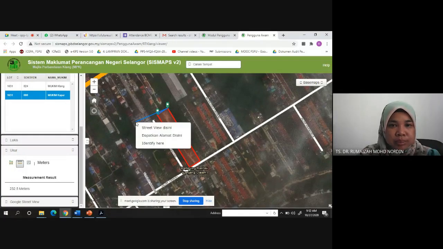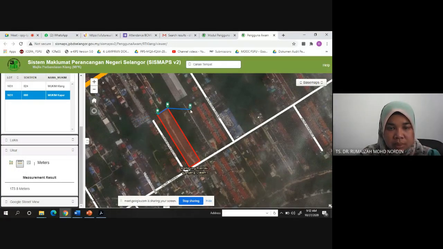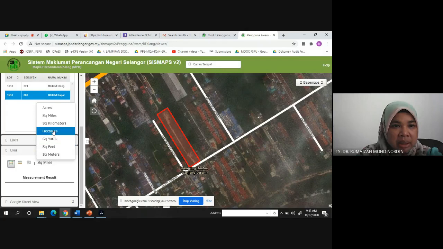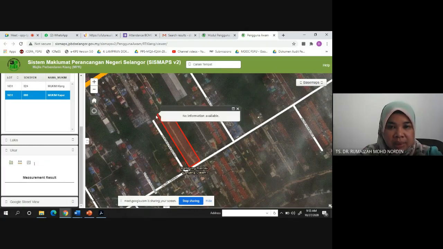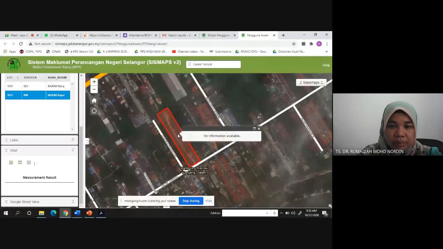Okay. And then katalah stop kat situ. And then kita try lagi sekali. Kita nak measure, katalah area. Tak nak square mile, kita nak square feet lah contohnya. Yeah, so we want to measure. Sekejap, again.